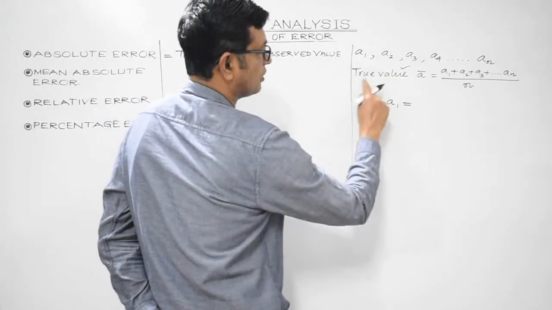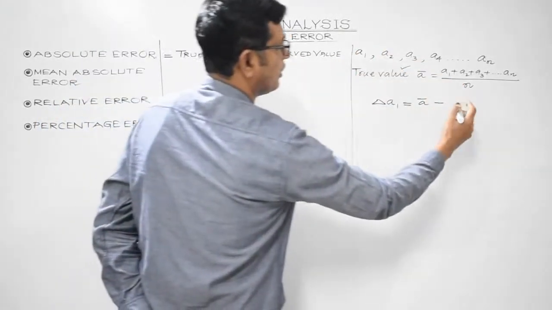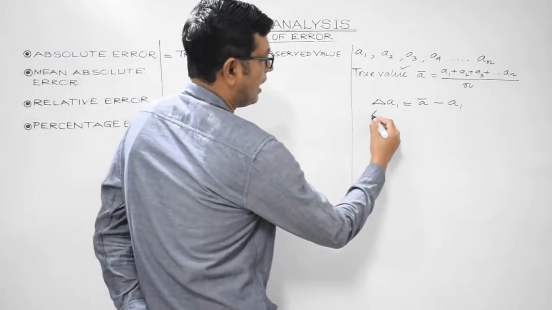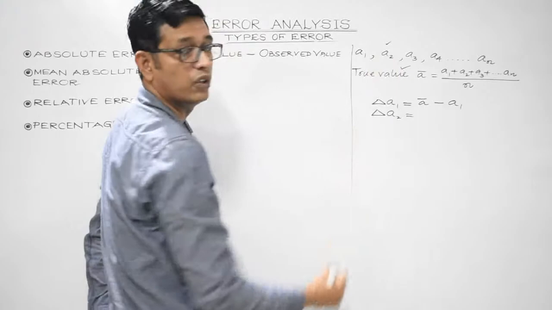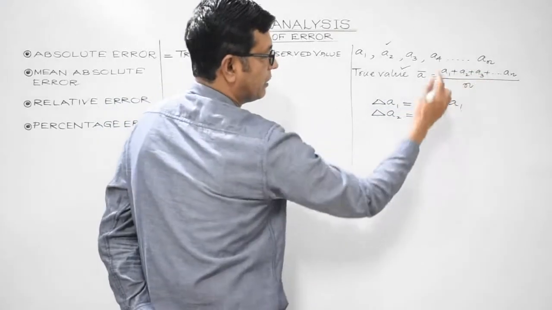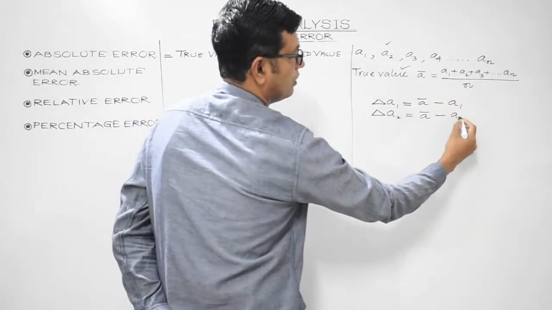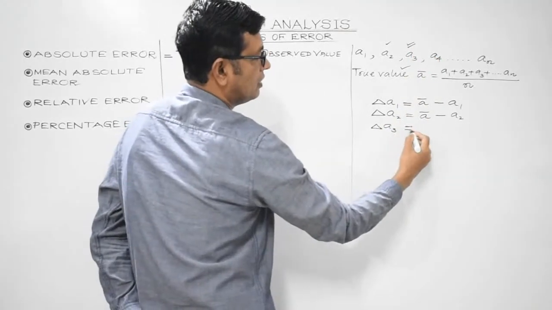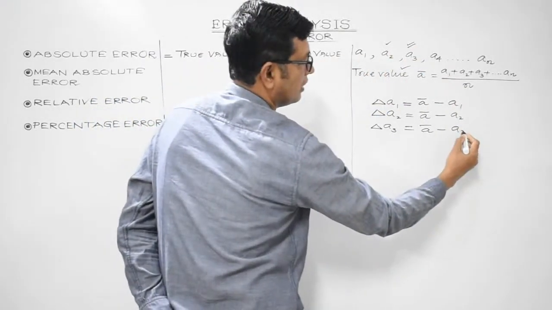So it will be equal to, what is the true value? A bar. Minus, what is the observed value in that particular observation? It is A1. Right? Similarly, what is the absolute error in the second observation? It will be del A2. We are dealing with the second observation, this one. So in this case again, the formula is true value minus the observed value. True value would be given by the arithmetic mean, which is A bar, minus observed value in the second observation, which is A2. In the third observation, the absolute error would be given by true value minus the observed or the experimental value in the third observation, that is A3.